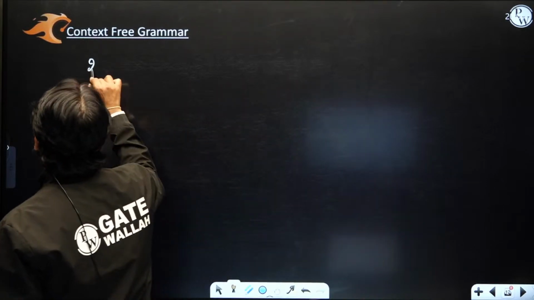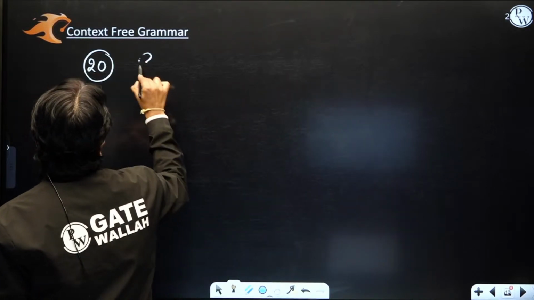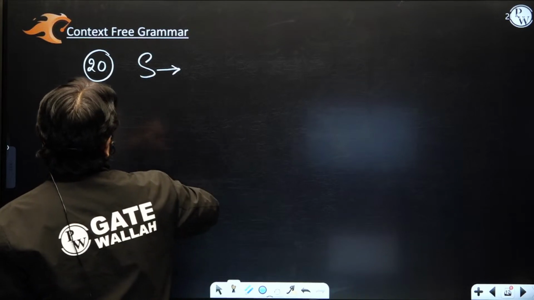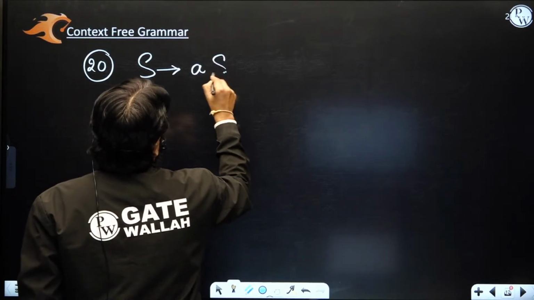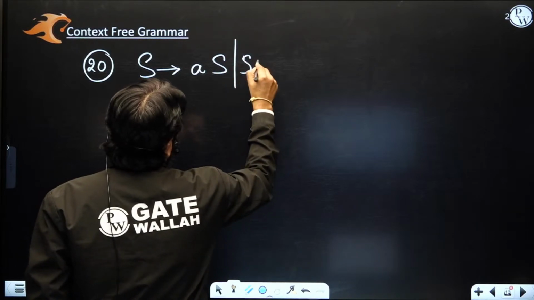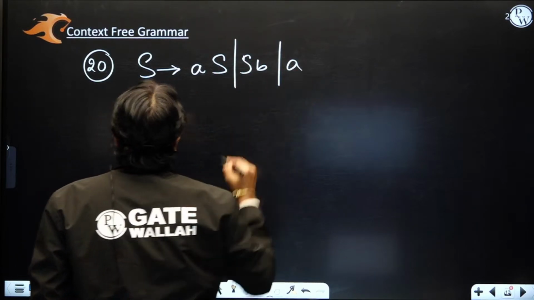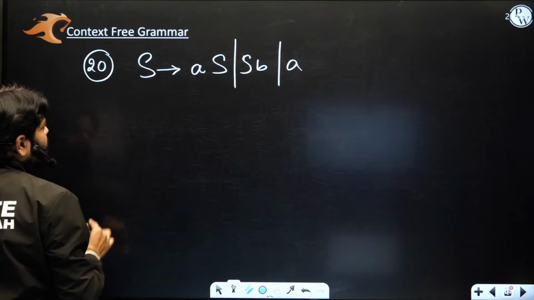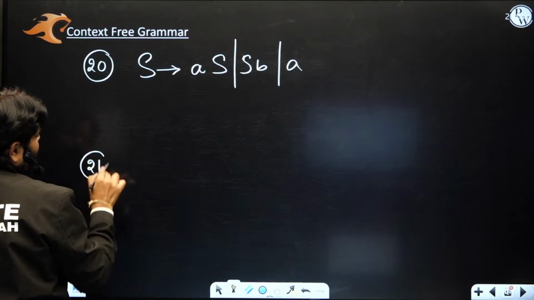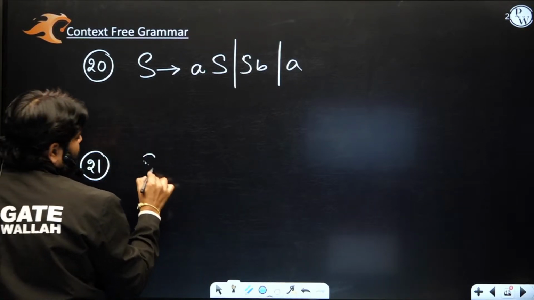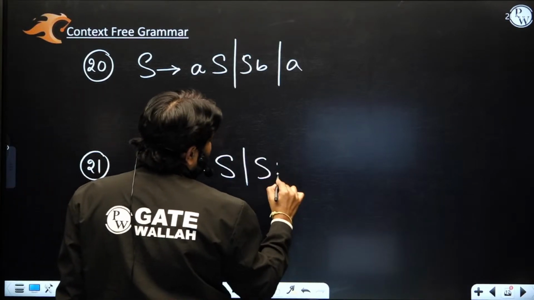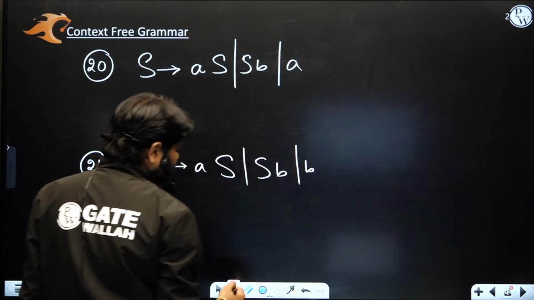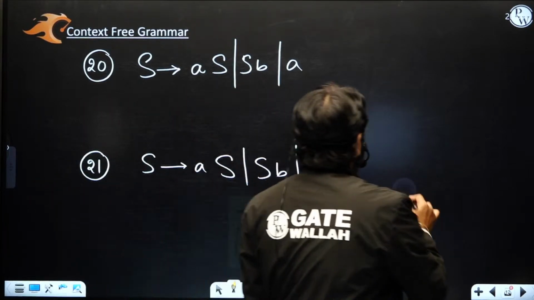Question 20. S derives AS, SB or A. Now focus and answer your question. Try to answer this question. Okay. Now I'm doing something else: AS, SB or B. What happens when you write this one?